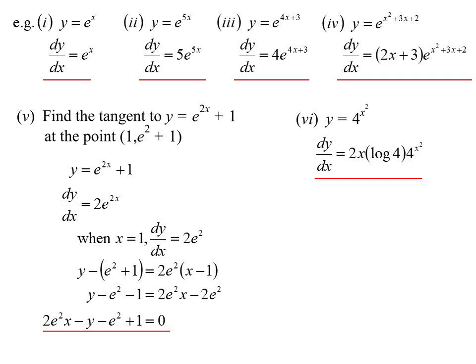I suppose you could put the log of 4 at the end of it. 2x, 4 to the power of x squared, log 4. I suppose that one's clear. I just tend to do it that way. Whichever. But make sure there's no ambiguity in your answer, I guess is what I'm saying.